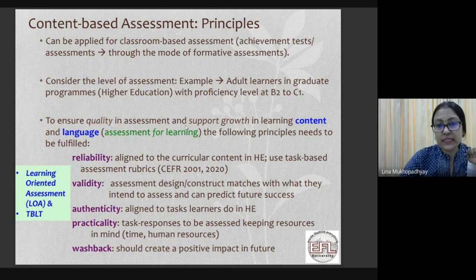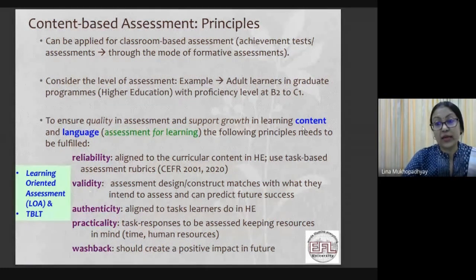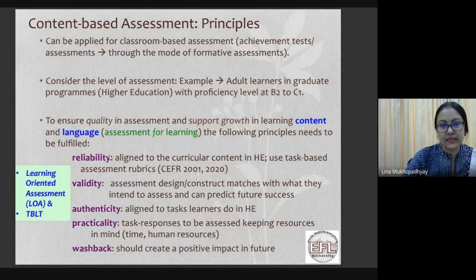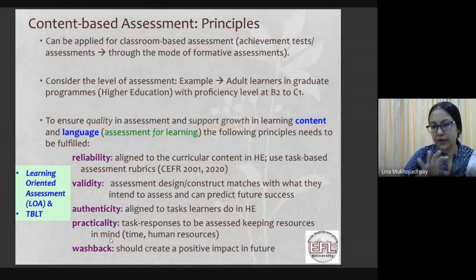So to ensure quality in assessment and support growth, okay, so we have twin purposes, that we ensure quality of assessment, that it is good quality assessment, and we wish to support growth in learning of both content and language. We need to be aware of the following principles, and they need to be fulfilled whenever we design content-based assessment. So these are the 5 principles of assessment that any assessor has to look for in his or her tool and the evaluation rubrics. But here I have aligned them to the needs of higher education learners at the B2 to C1 level.